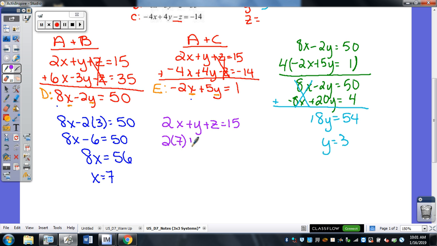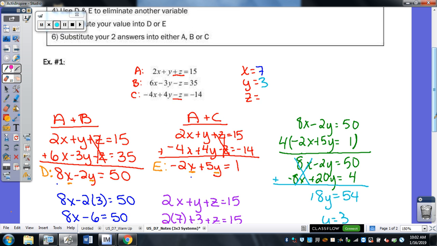So I'm going to put 7 in for x, 3 for y. Trying to figure out my z, so that stays z. Let's see here, 2 times 7, 14 plus 3 gives me 17. So then we subtract our 17 over, and what does z equal? Negative 2. There you go. X is 7, y is 3, and z is negative 2. See, not so bad. Just elimination over and over and over again.